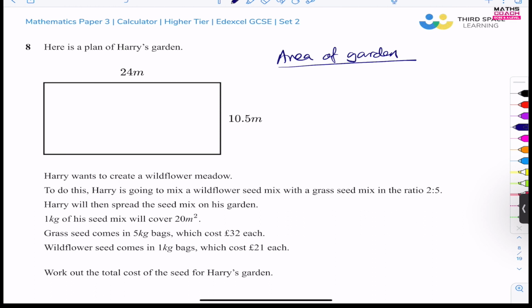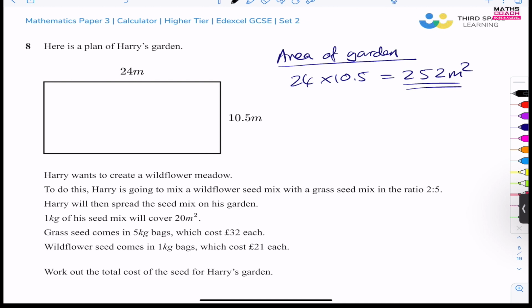So the area of Harry's garden would be to simply do 24 times 10.5. And if we work that out, that gives us 252 meters squared. So that's the size of Harry's garden. Now that we know the area of the garden is 252 meters squared, let's find out how much seed mix will be used in that. So if you read down here, it says 1 kilogram of his seed mix will cover 20 meters squared. So for the seed mix, we can do 252 divided by 20.